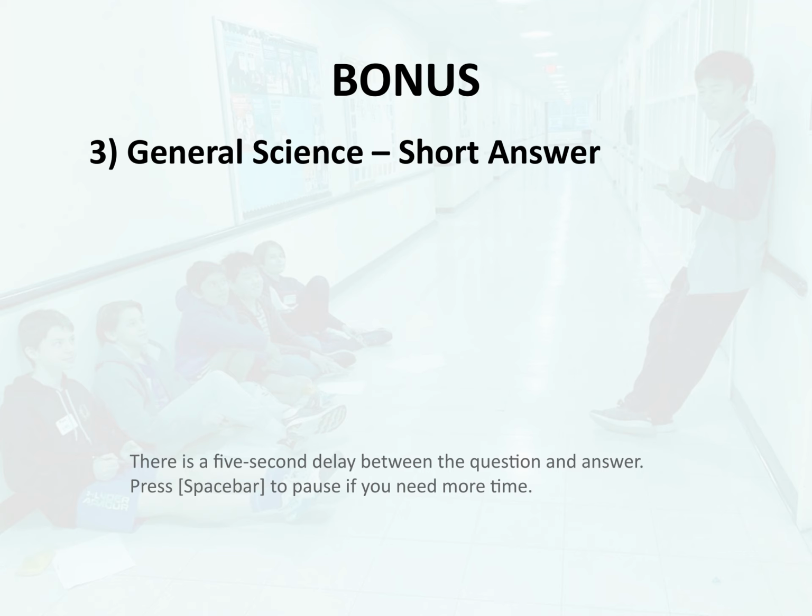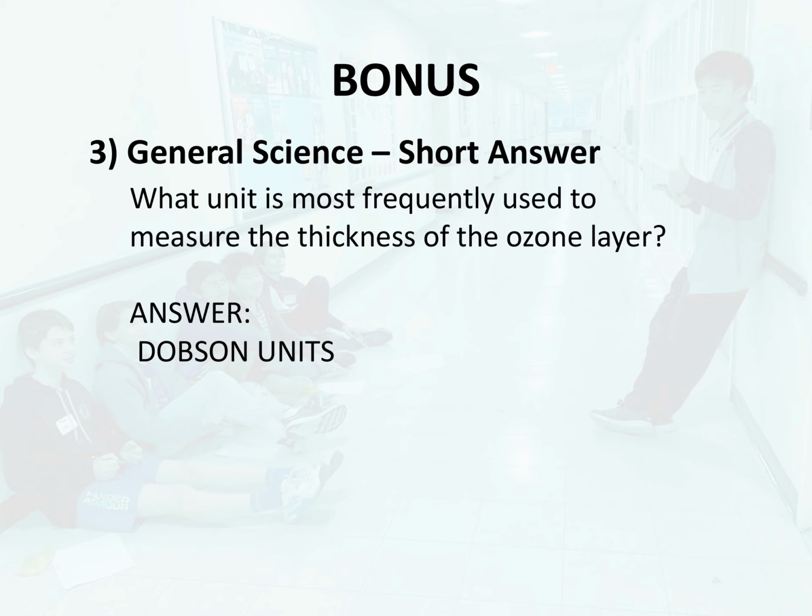Bonus 3. General science, short answer. What unit is most frequently used to measure the thickness of the ozone layer? Answer. Dobson units.